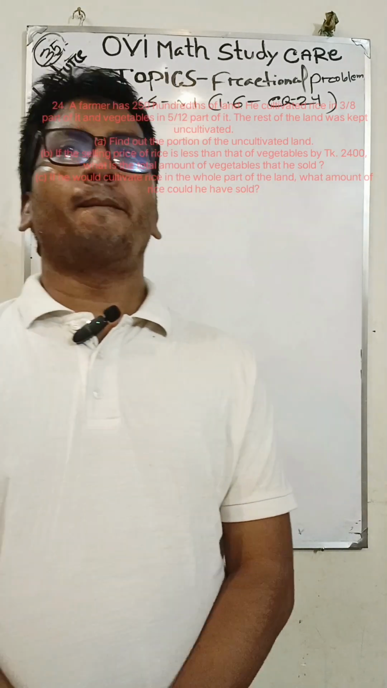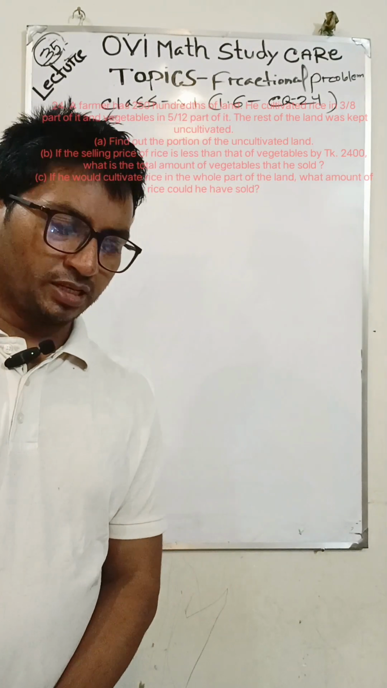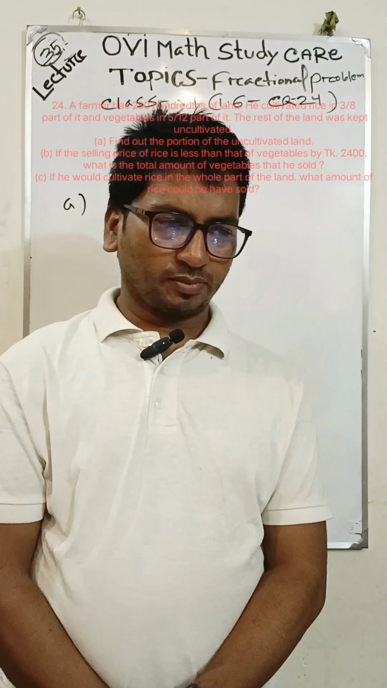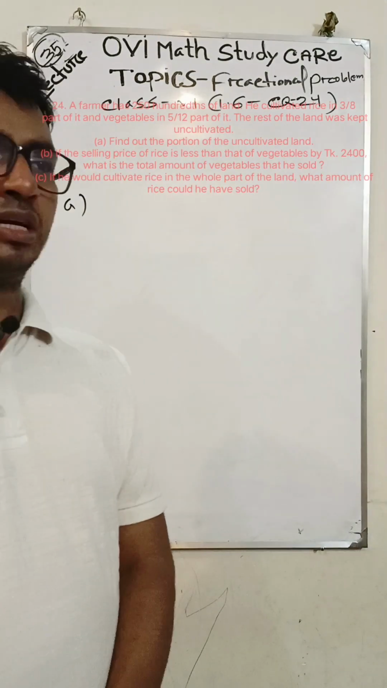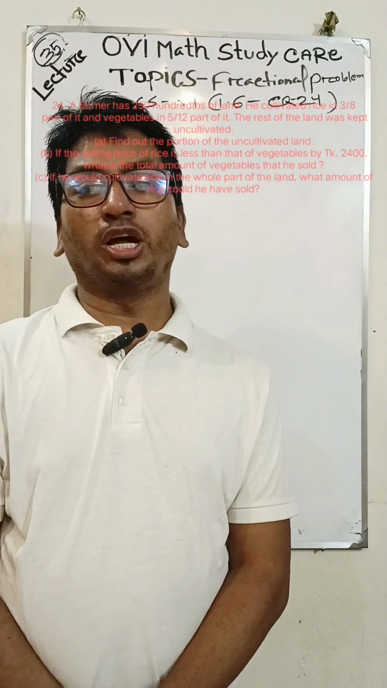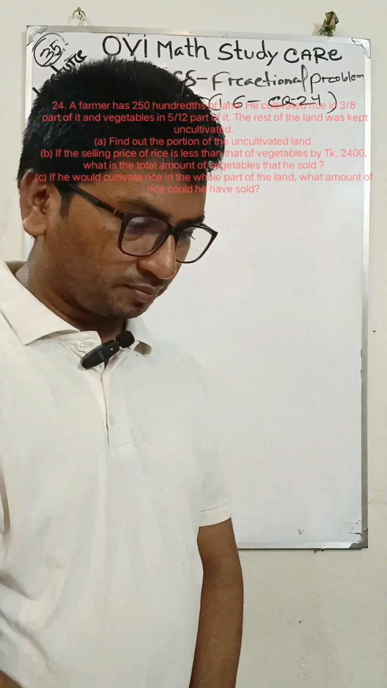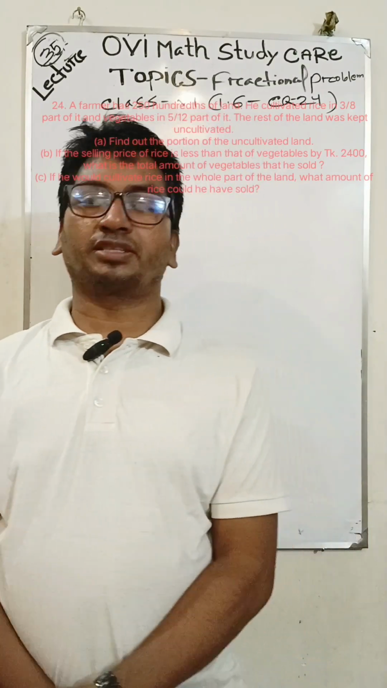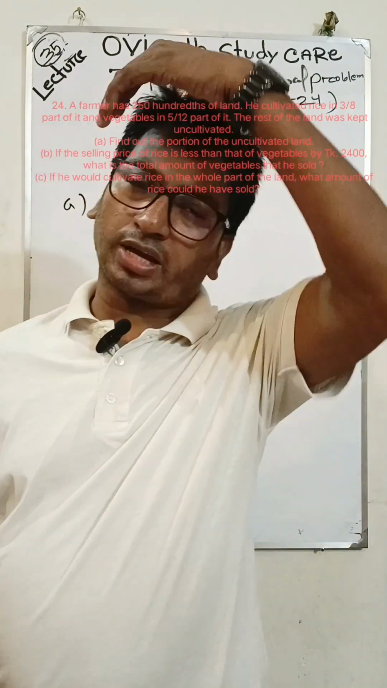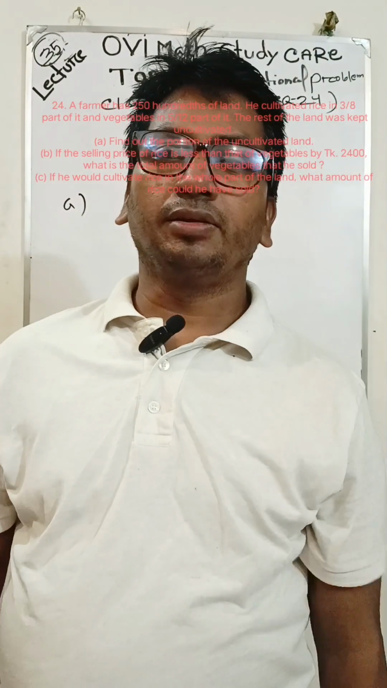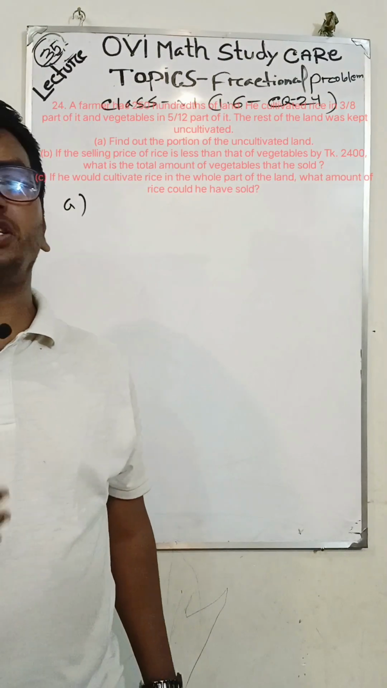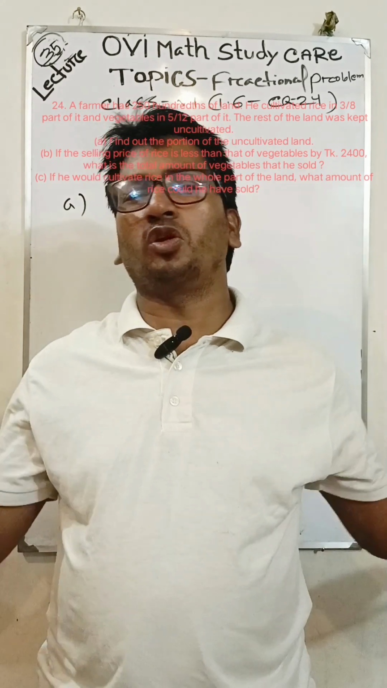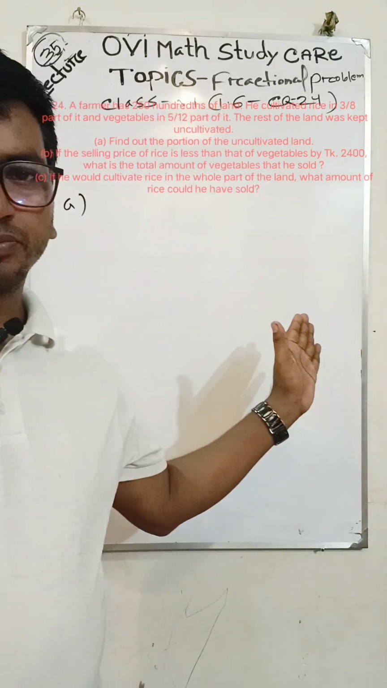He sold the vegetables and he sees that it is 2400 more than the selling price of rice. He sold 2400 taka more in vegetable price than rice. Actually, the question is totally wrong in our textbook.